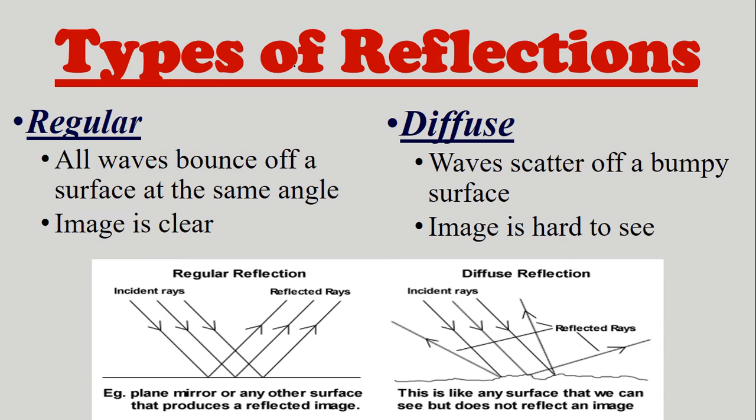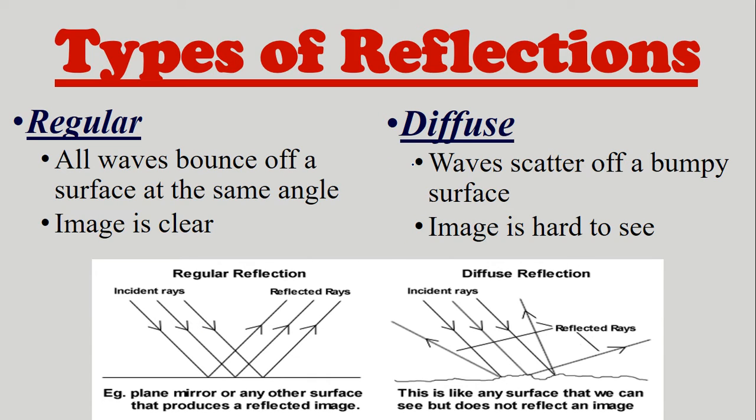So, the types of reflection. In regular reflection, all the waves bounce off a surface at the same angle. The surface is flat and even, and so it forms a clear image. This is like when you look in a mirror and you can see your reflection looking back. That's regular reflection.